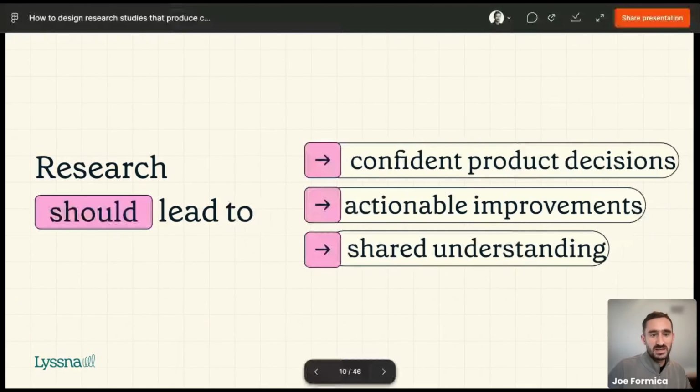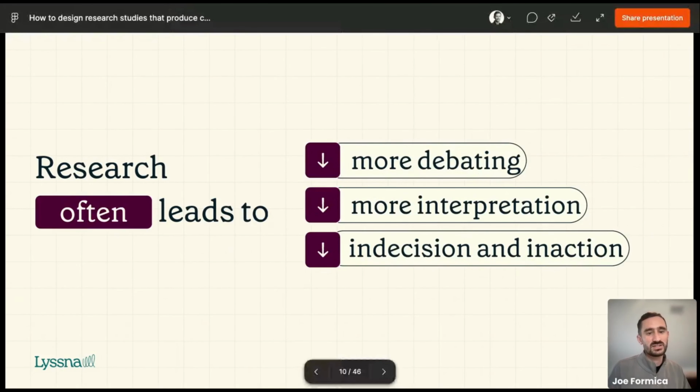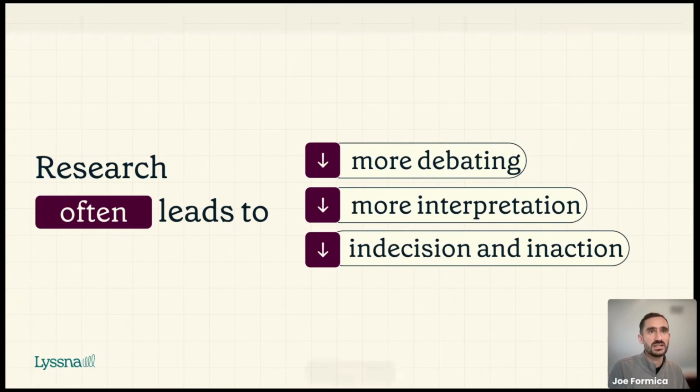So we know how it should be, right? We want confident product decisions, and we know the reality, which is that it leads to more circular conversations.